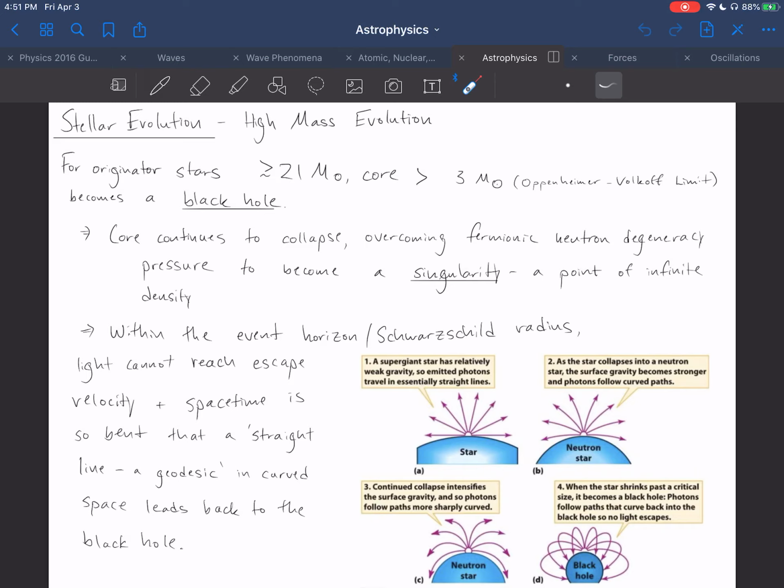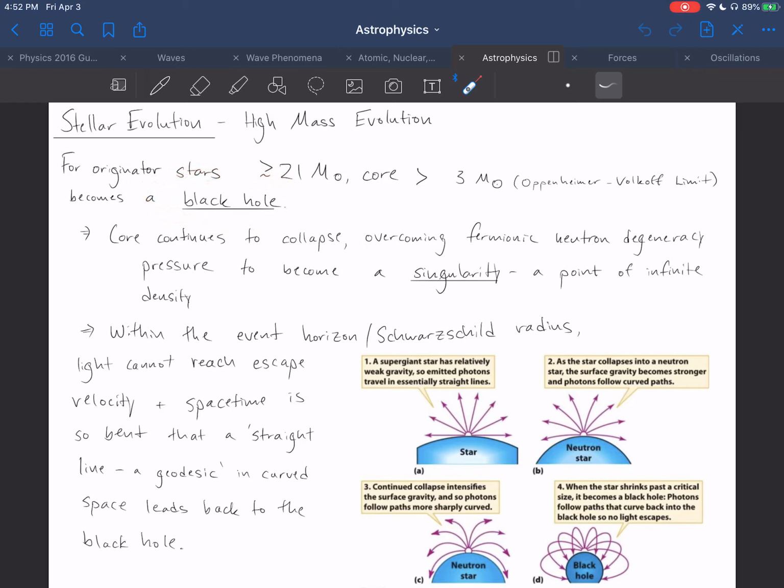For original stars greater than or equal to about 21 solar masses, the core of that star will be bigger than 3 solar masses, which is the Oppenheimer-Volkoff limit. If that core is bigger than 3 solar masses, it becomes a black hole.